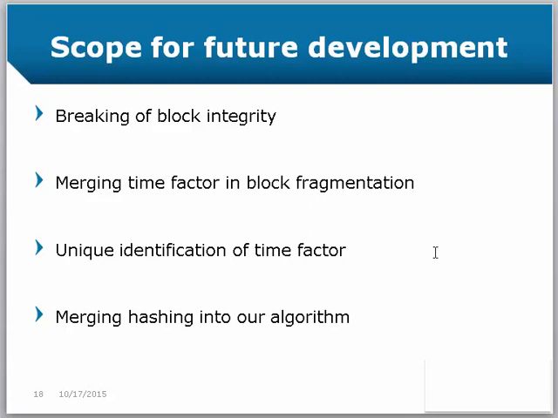The second thing which can be done in future is merging the time factor in block fragmentation. That is, after doing all this, we merge the time factor as a unique identification. Suppose we merge date, time, year, hour, second and millisecond, then it will be unique for every moment of time, and it will be a unique identification. So, it will make our algorithm stronger. In addition, we can merge a hash into our algorithm in future.